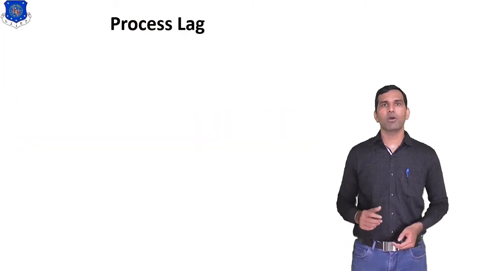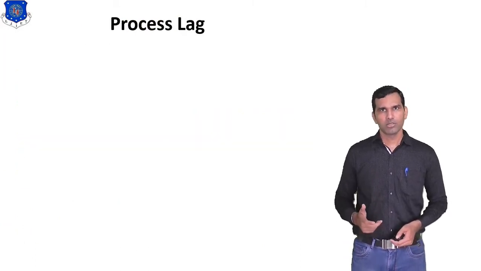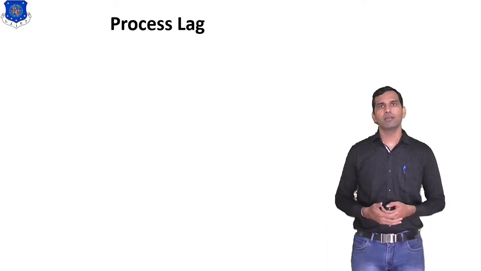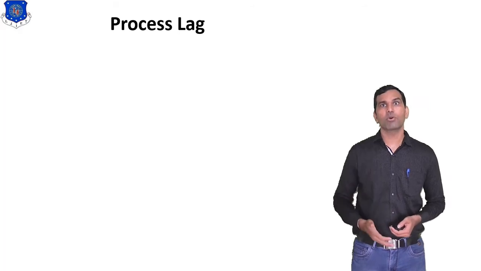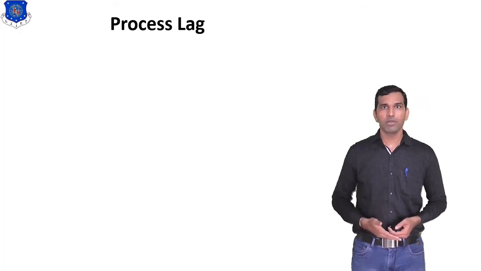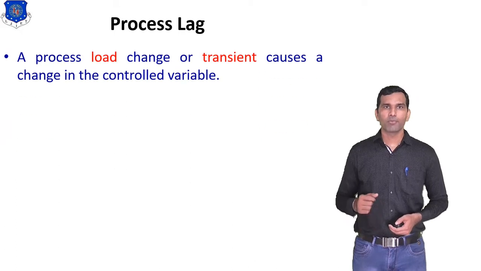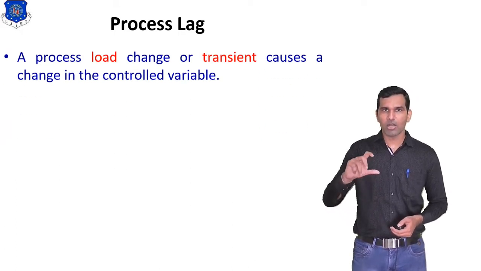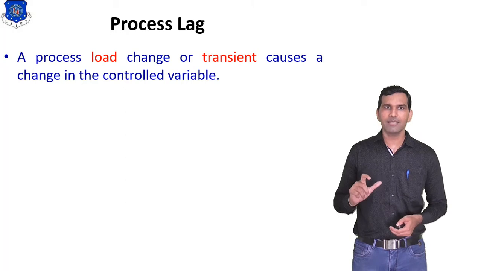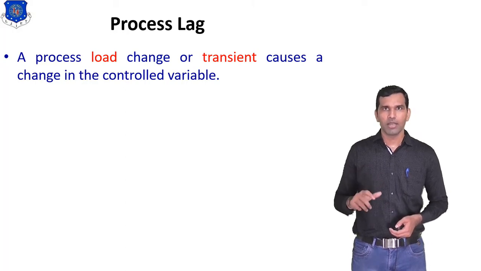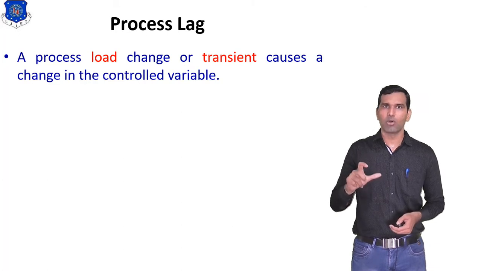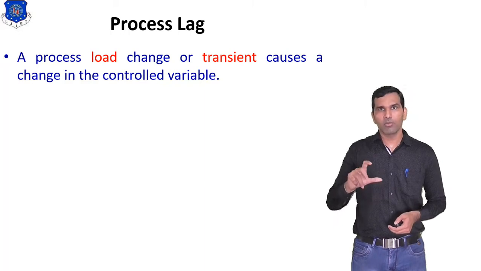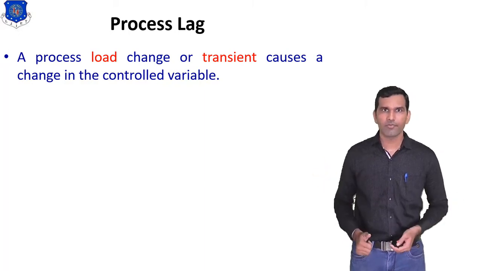Now we discuss the process lag. So first, a question comes to our mind: what is process lag? Why do we need to study this process lag? So now we discuss. A process load change or transient causes a change in a control variable. That means in a process there is something changed in the load, or we can say the process load is changed. So at that time the controlled variable is also changed.